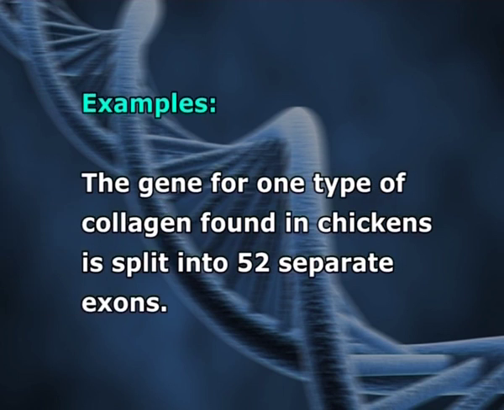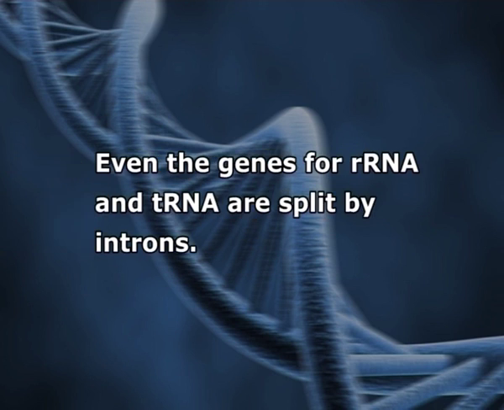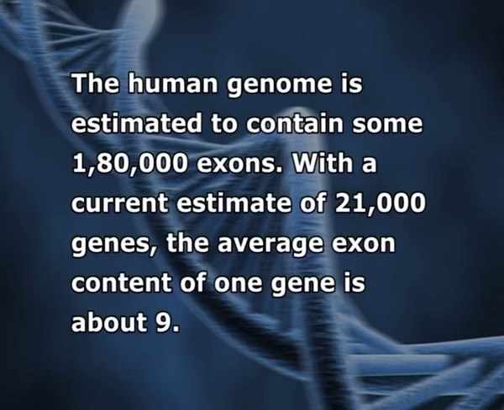For example, the gene for one type of collagen found in chicken is split into 52 separate exons. Even the genes for rRNA and tRNA are split by introns. The human genome is estimated to contain some 180,000 exons, with a current estimate of 21,000 genes. The average exon content of one gene is about 9.